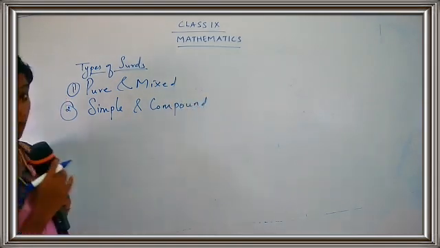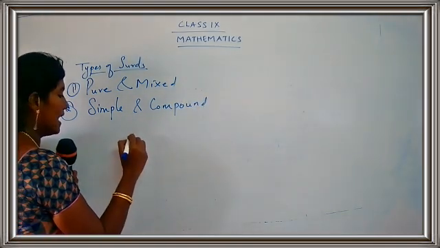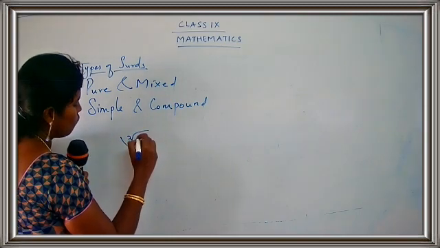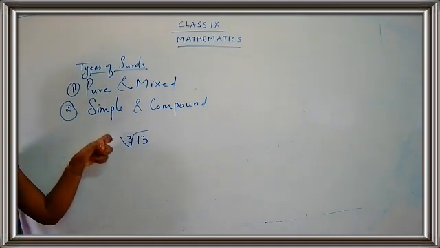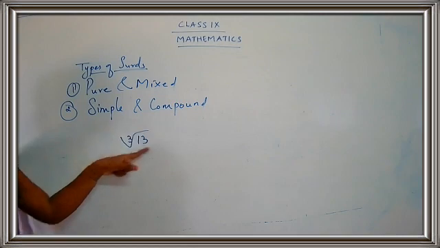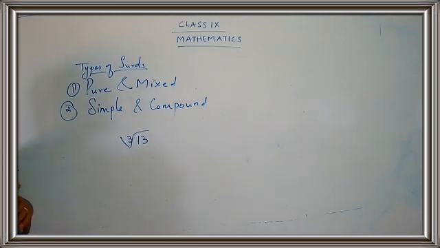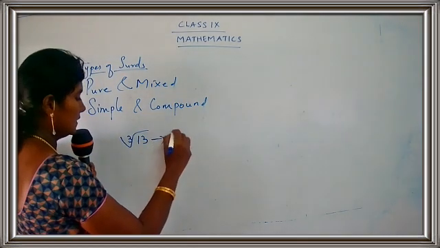Okay, let me talk about simple. Just have a number. Cube root of 13. Okay. So what is the meaning of simple surd? A surd with a single term. So how many terms are here? Only one term is there. So this is called a simple surd.